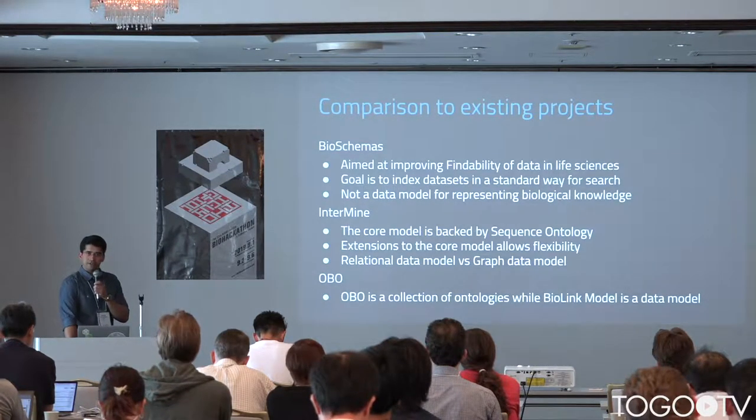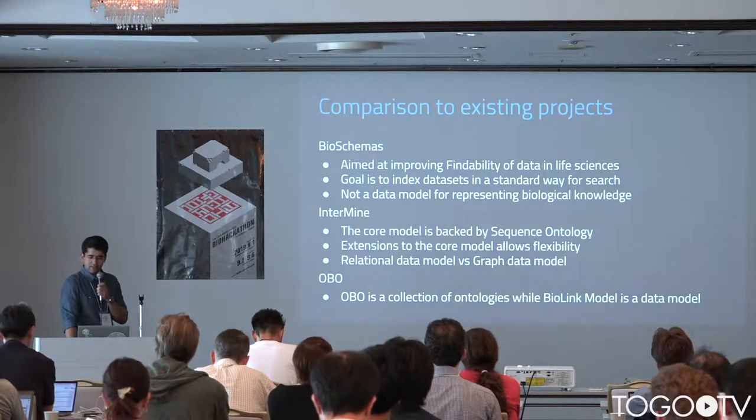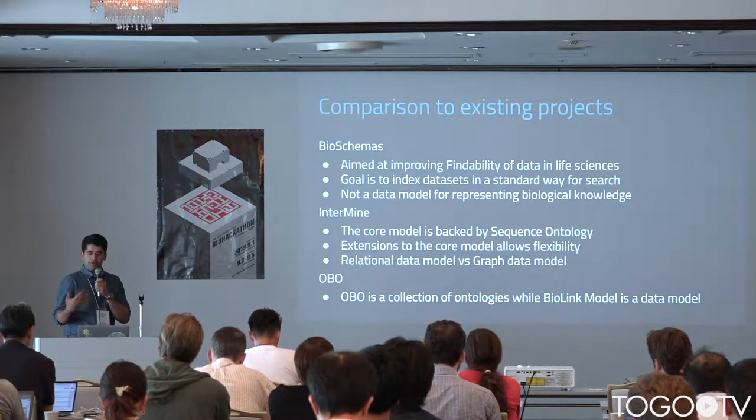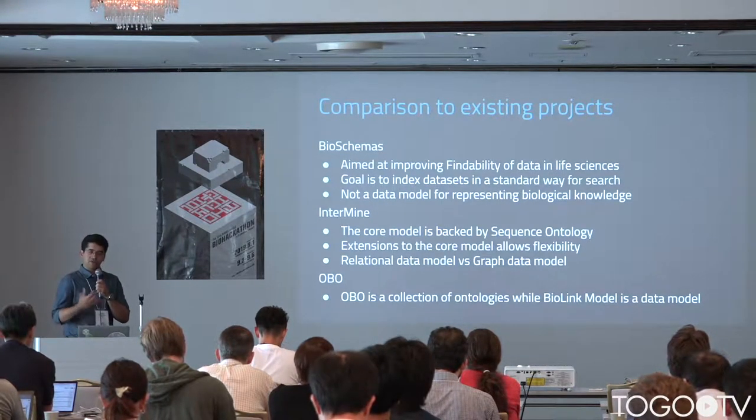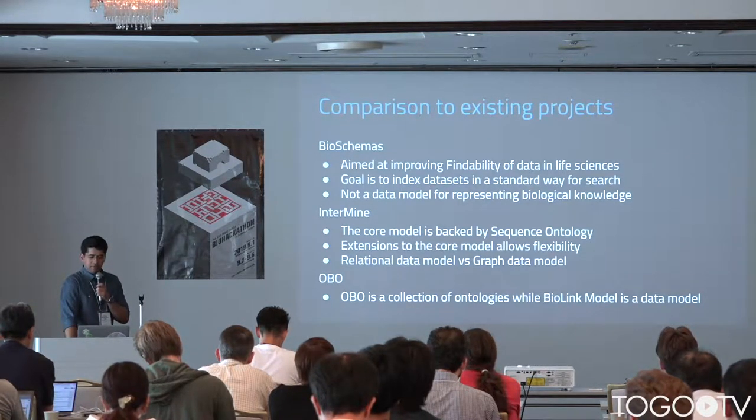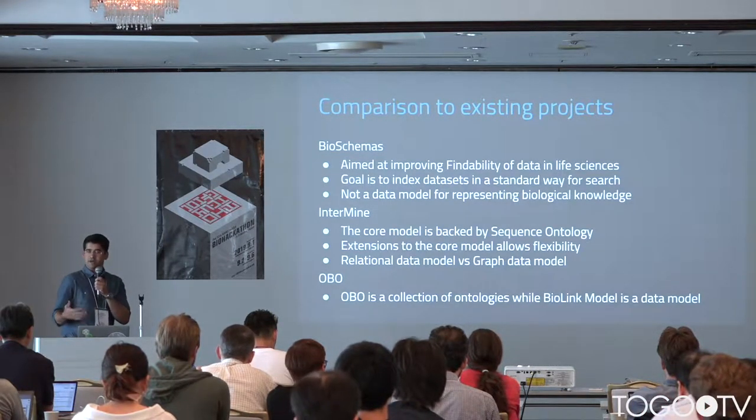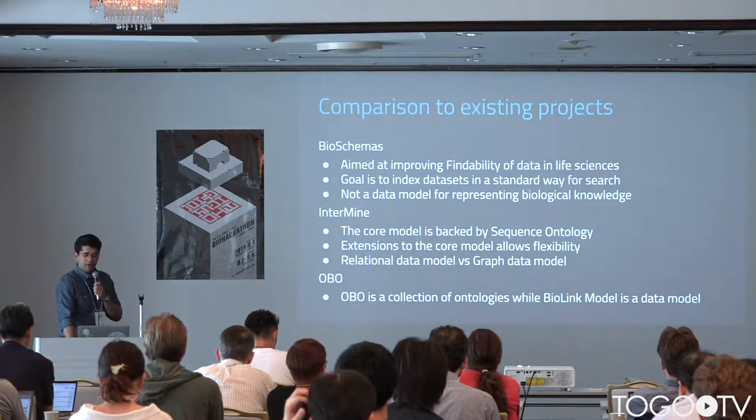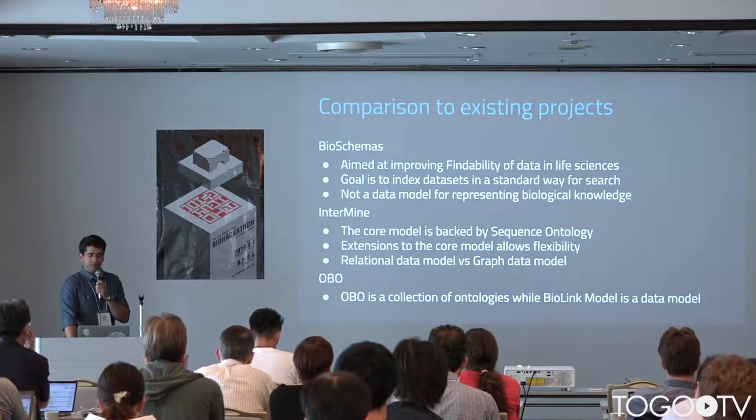Just to compare to existing projects out there, Bioschemas is aimed at improving findability of data in life sciences, and the goal is to improve indexing of data sets in a standard way that facilitates search. Whereas the BioLink model is more of a data model for representing biological knowledge. InterMine has a core model that is backed by sequence ontology, but basically, we're comparing a relational data model versus a graph data model. OBO is a collection of ontologies, whereas the BioLink model is a data model. But we do have mappings to other ontologies in OBO.